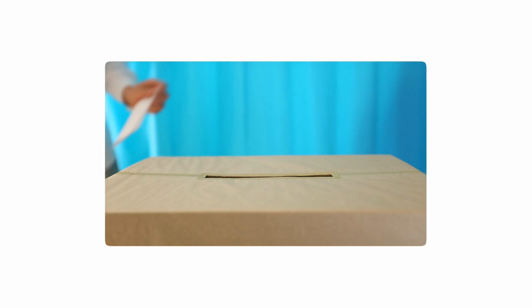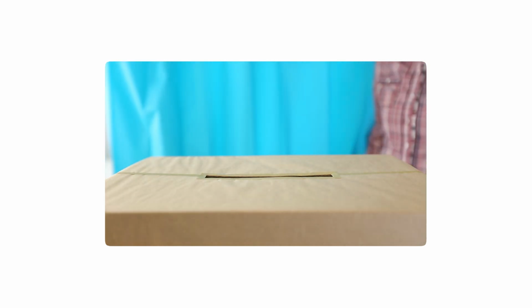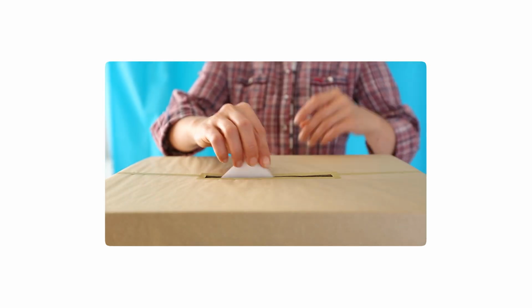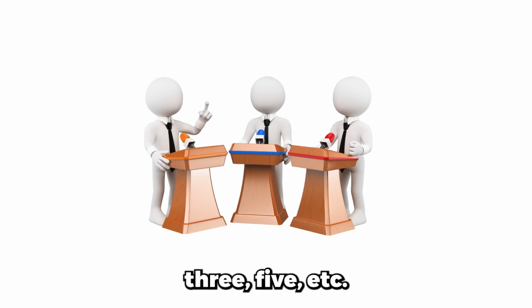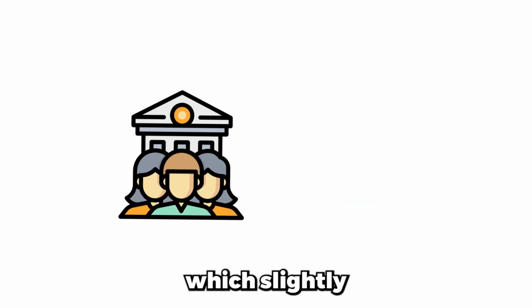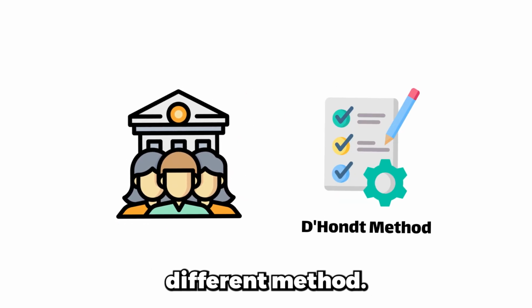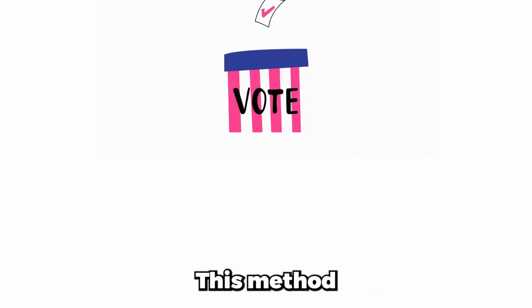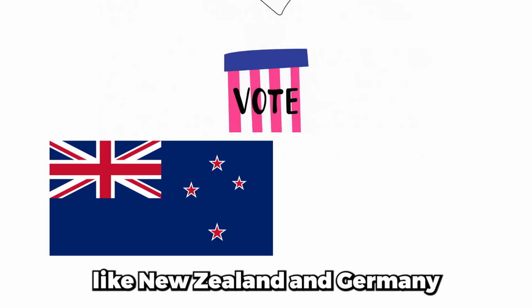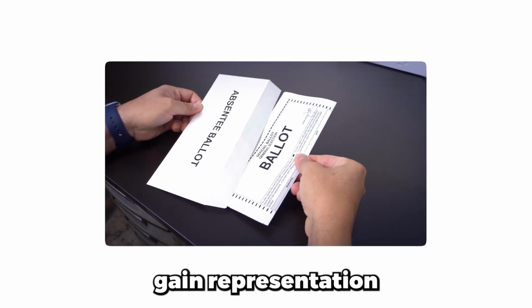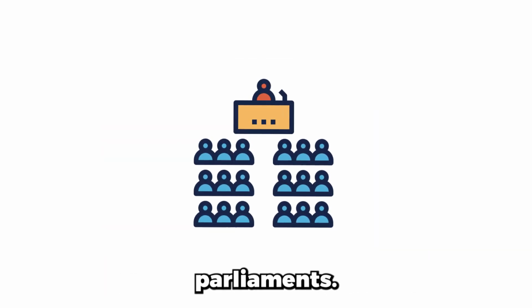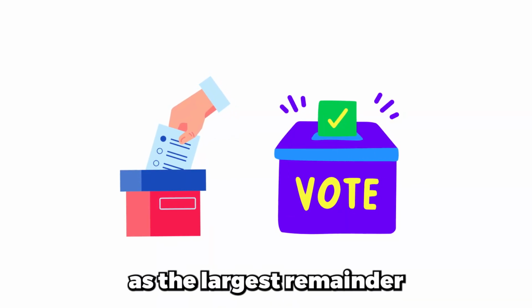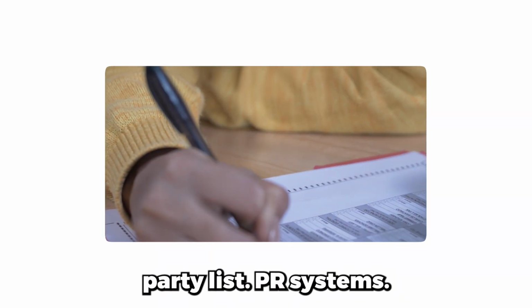Sainte-Laguë Method. The Sainte-Laguë Method is another highest averages method used in party list PR systems. It uses divisors of 1, 3, 5, etc., which slightly favors smaller parties compared to the D'Hondt Method. It aims to achieve a more proportional allocation of seats. This method is used in countries like New Zealand and Germany, helping smaller parties gain representation and leading to fragmented parliaments.